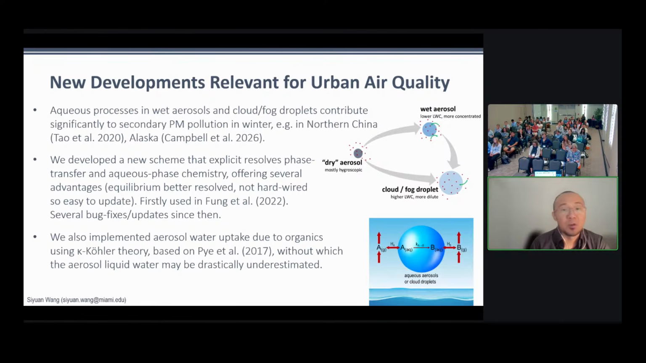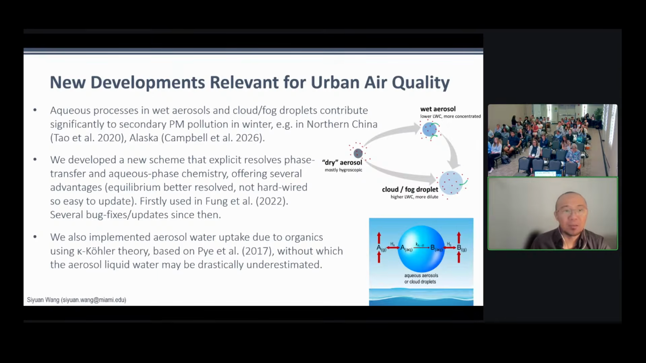And we have developed a new scheme that explicitly resolves phase transfer and aqueous phase chemistry, offering several unique advantages. For example, if you look at the chemical equilibrium happening in droplets or fog, it might take a while for the system to reach equilibrium. So the way you're implementing those kinds of things can actually make a big difference. And this framework was first used a couple of years ago, and since then we have fixed and made a couple of improvements.